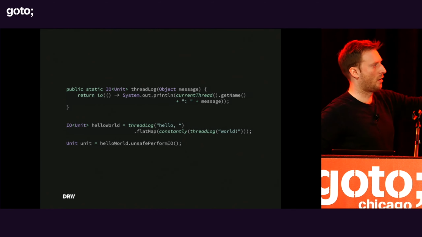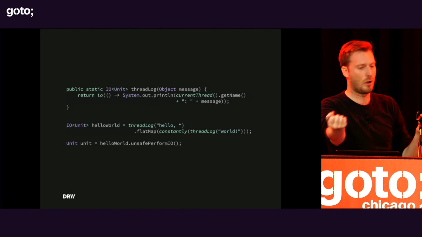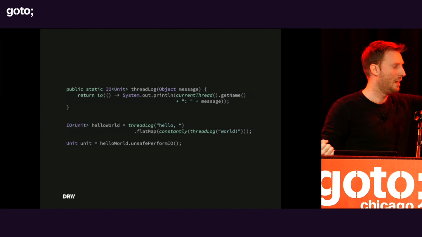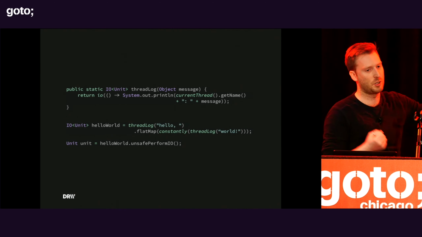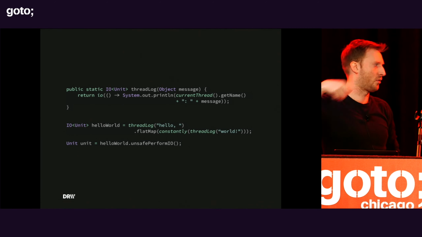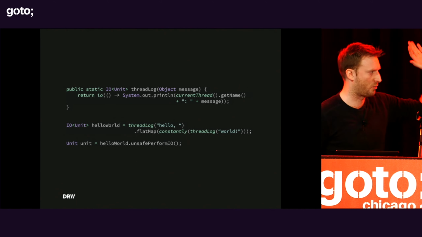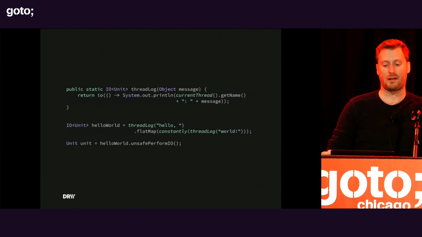If we said log hello, and then, remember flatMap says I can't run this until I have the previous operation, because I might need the previous result to produce the next result. So it sequentializes these things. So hello, and then print world. If I said just unsafePerformIO, that's just going to run it synchronously, and it's going to print hello world to standard out, which is exactly what we told it to do.